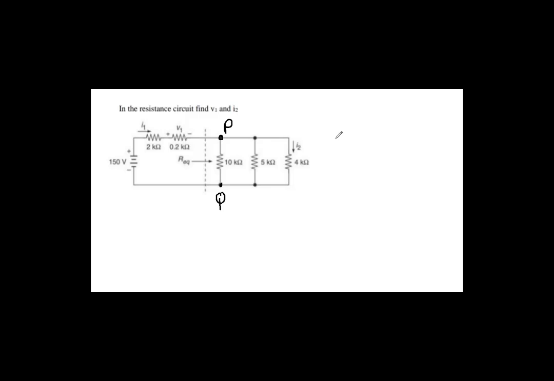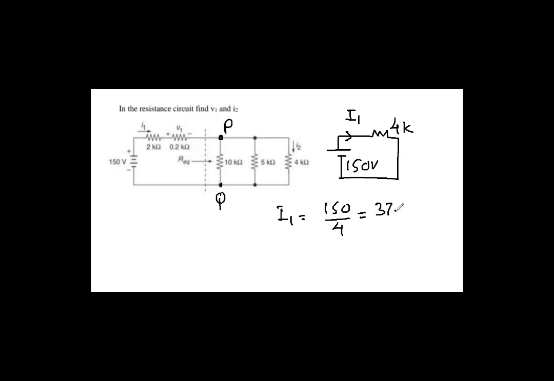So the whole circuit can be considered as a battery here, followed by a resistor, and this is 4K, and this is 150 volt. So now you can calculate current I1. It is the current from the cell. So I1 will be 150 divided by 4, which is 37.5. This is kilo ohm, so that must become milliampere.